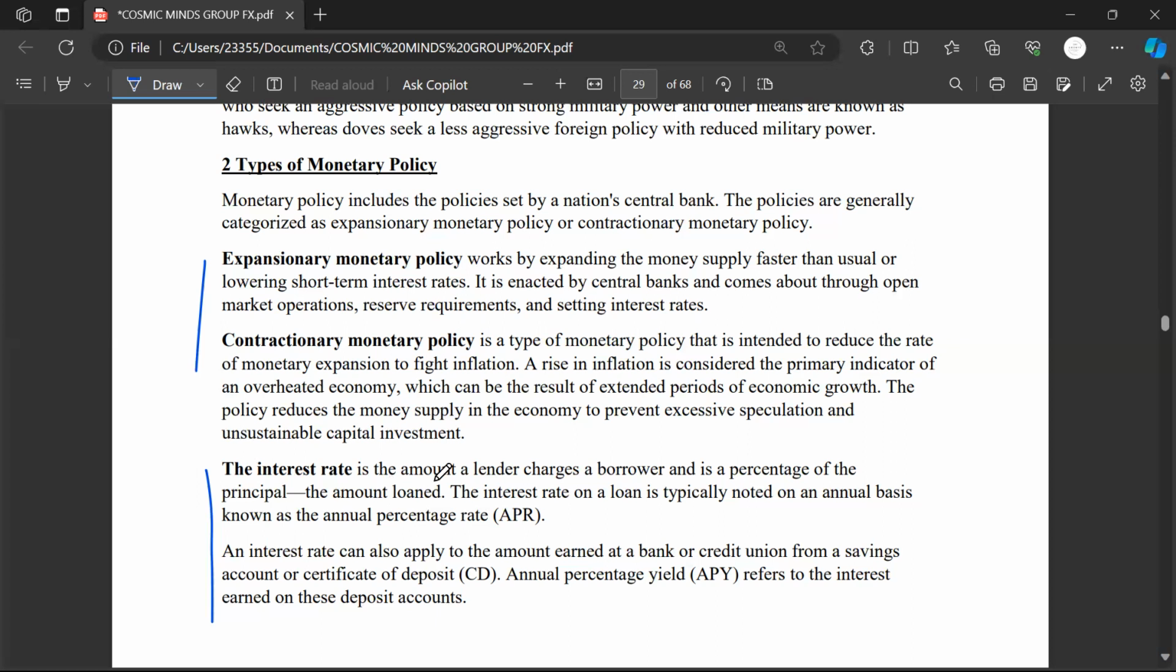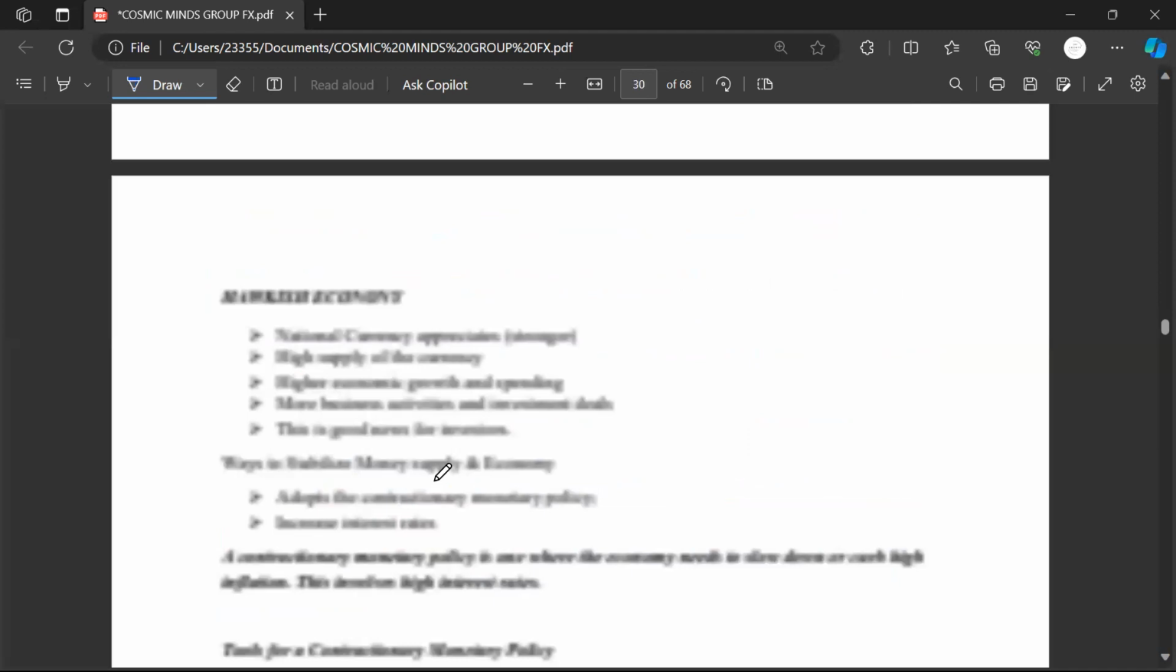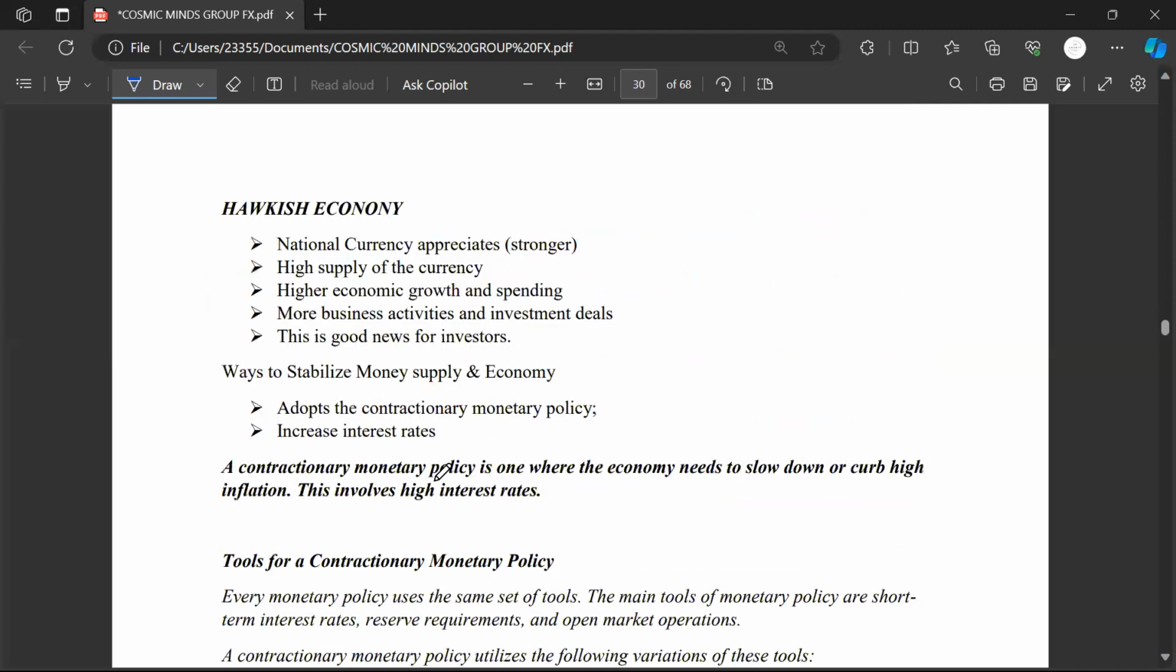Good. Now, let's look at the term very well. We had an overview of the hawkish economy, and then that of the dovish one. Now, there are some factors to actually identify a hawkish economy with. I actually did this way so that we understand.